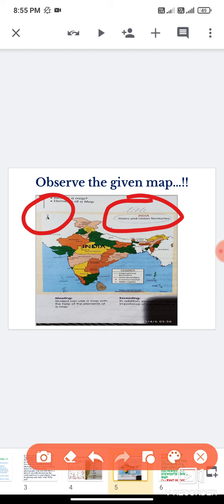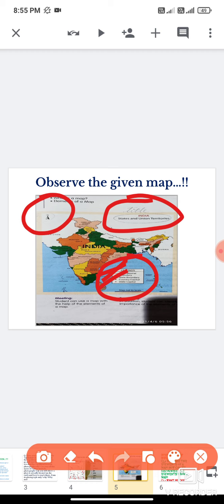We can locate the states and capitals or anything given in the map with the help of symbols, as given here in the legend. From there we can easily locate the states, their capitals and the country capital. The meaning of each symbol is given in the list. The dotted line indicates the international boundary, the black line indicates the state boundary, the red one indicates the country capital, and so on. That is known as the legend or key.